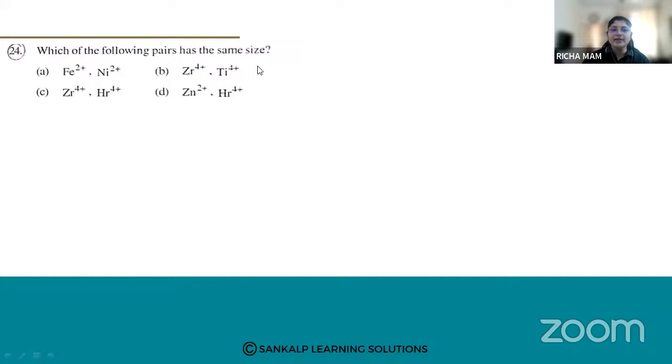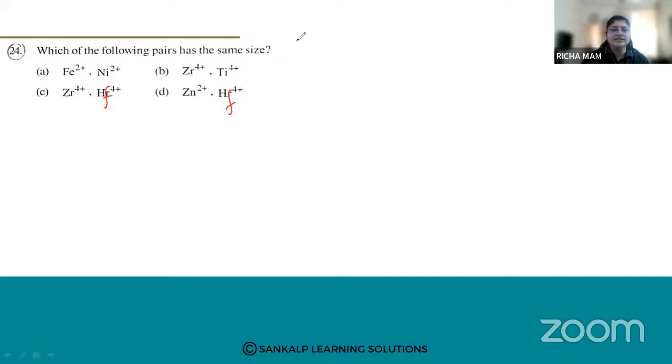Which of the following pairs have the same size? A, Fe+2 and nickel+2. B, zirconium+4 and titanium+4. C, zirconium+4 and Hf+4. D, zinc+2 and Hf+4. This is not HR, okay? It is Hf. Do the correction. This is Hf, hafnium. There is no HR. So which of the following will have the same size?